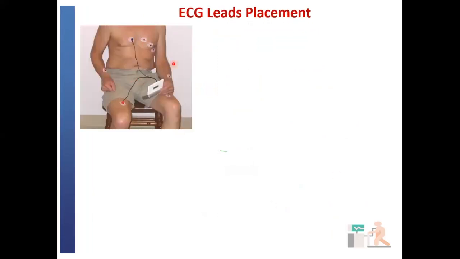Looking at this picture here, this is an example of how lead placement should not be done in exercise stress testing. If you look at it here, the limb leads are actually on the limbs. There's one on the right arm, one on the left leg. The problem with this lead placement is that since the patient is going to be moving, actively engaging both hands and legs, the artifacts might be so much that they obscure your ECG tracing.